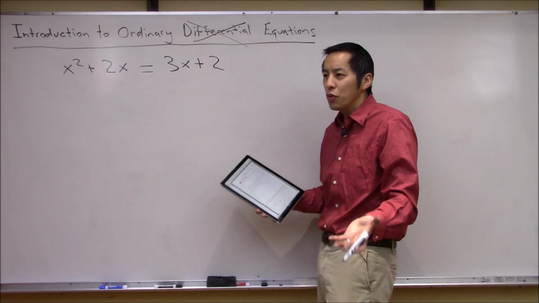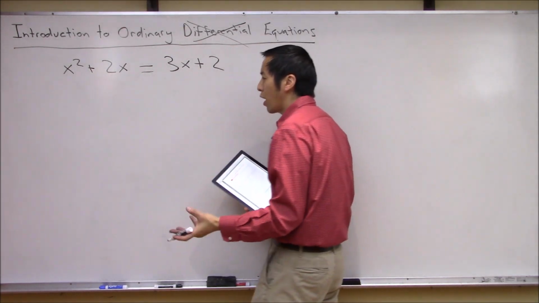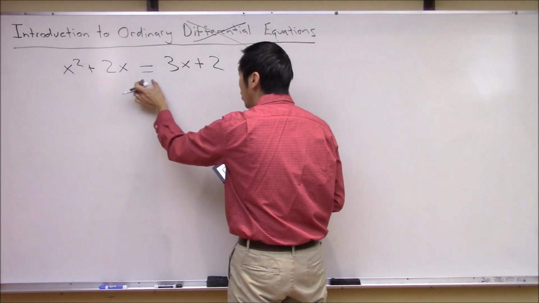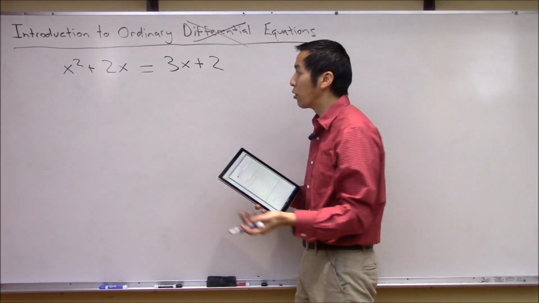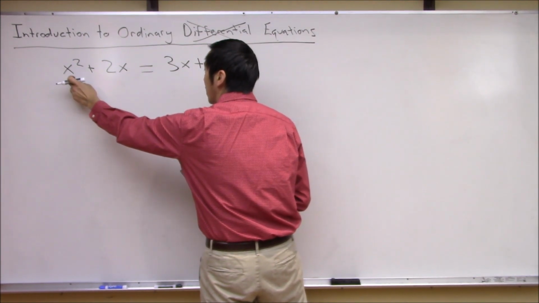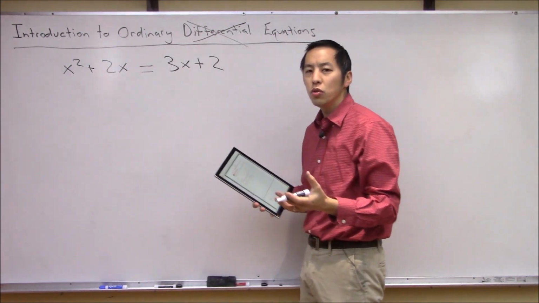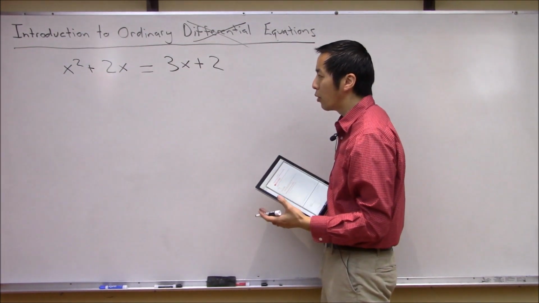Now, what are you trying to do with an ordinary equation? You are trying to make the left-hand side equal to the right-hand side by tuning some knobs or changing some parameters. So in this case, it appears that the variable that we're able to choose here, or the thing that we have to solve for, is this variable x.